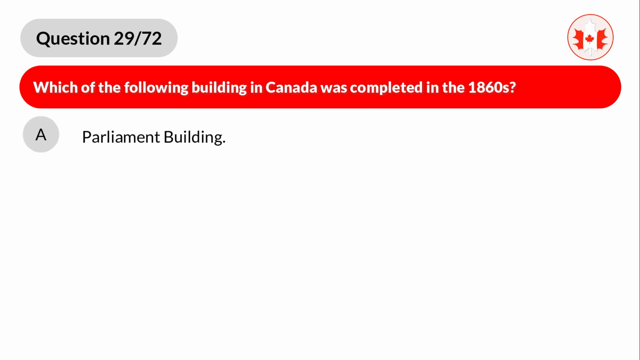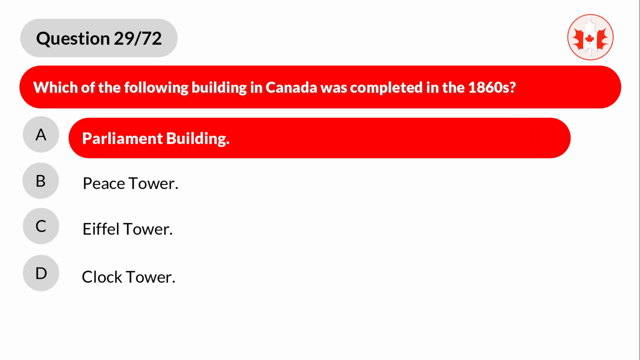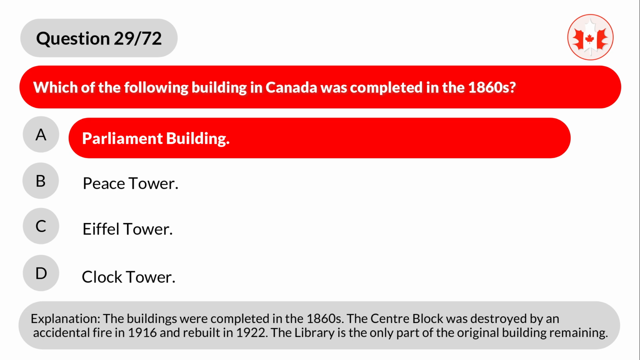A. Parliament Building. B. Peace Tower. C. Eiffel Tower. D. Clock Tower. The correct answer is A. Parliament Building. Explanation: the buildings were completed in the 1860s. The center block was destroyed by an accidental fire in 1916 and rebuilt in 1922. The library is the only part of the original building remaining.